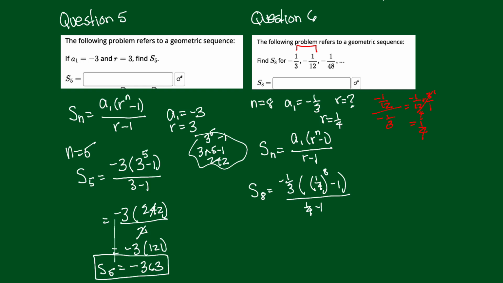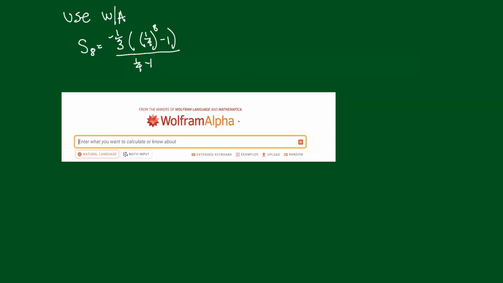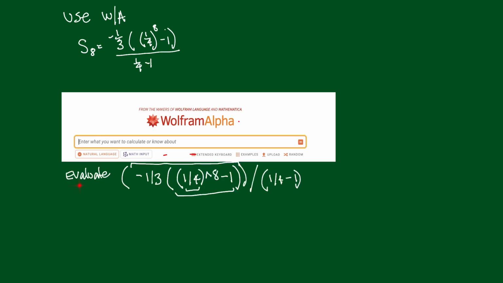So why don't we use Wolfram Alpha? So go to Wolfram Alpha, www.wolframalpha.com, and type in this expression. Now, here's how I think you should type it in. Start with evaluate, give it a command, tell it what to do. Now look, you've got a fraction here. This thing's a fraction. So you want to offset the numerator and the denominator. All right, so you need parentheses to offset the numerator. So open up a parentheses. That starts the numerator. And then type in negative 1/3.